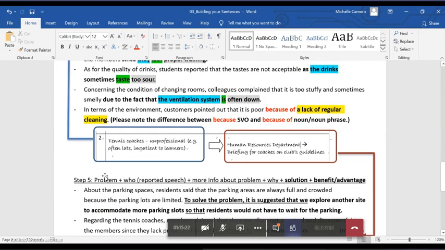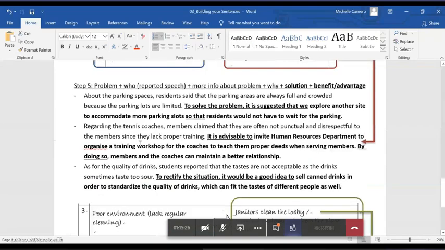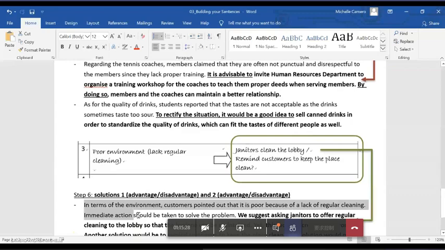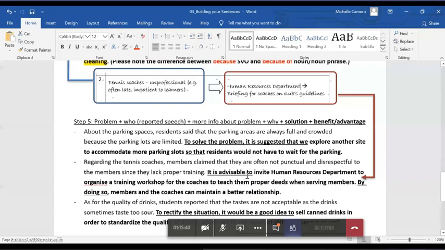Now, the next one we're going to talk about is this one, in terms of the environment. So we've got that one down here, in terms of the environment. Now, it says this is step 6. This is only when you see this on the paper. When you see this on the paper, then you do step 6. But for all the other problems, steps 1 through 5 is enough.